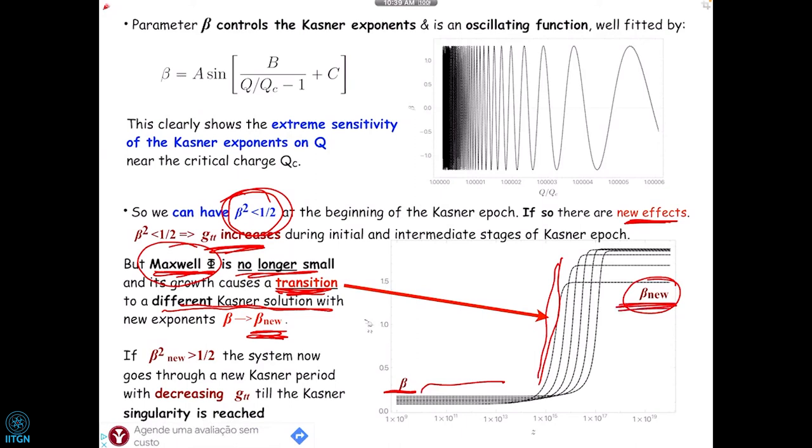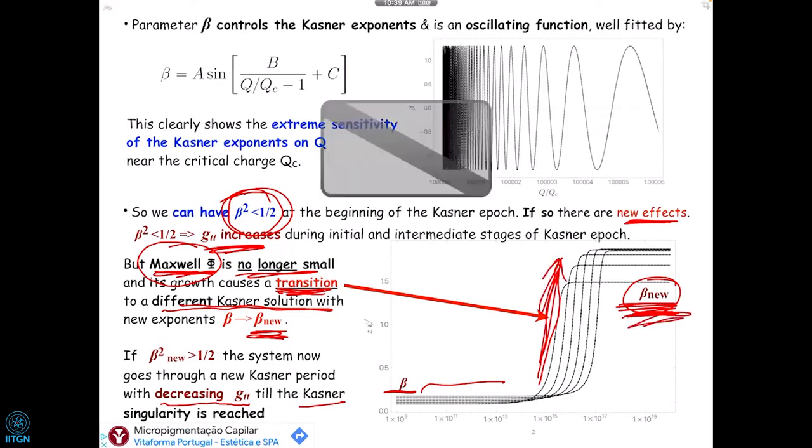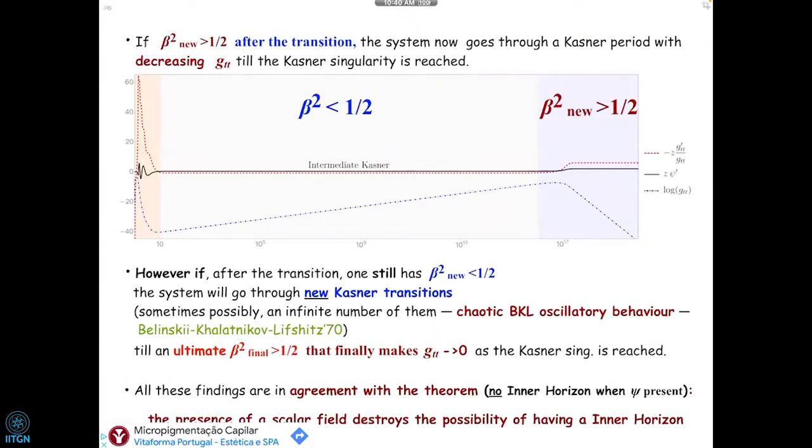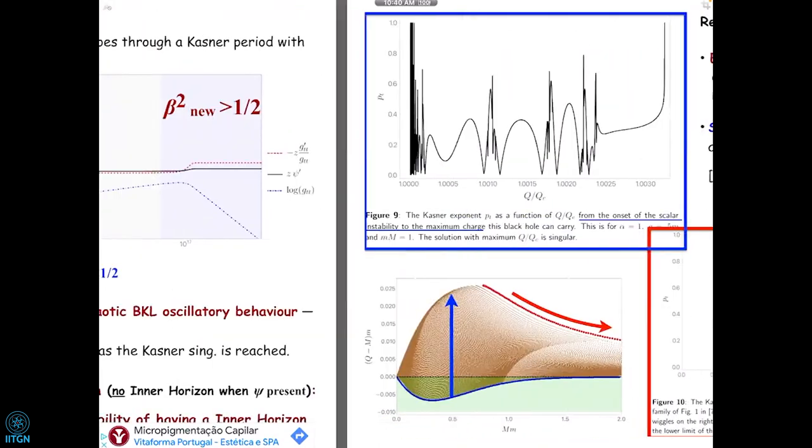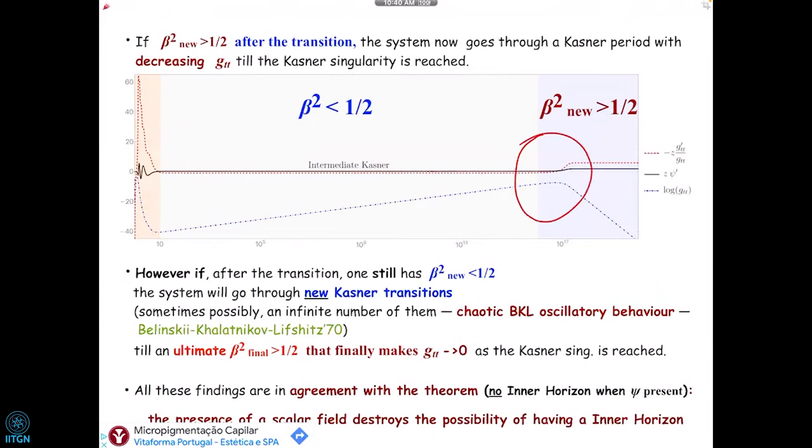And now that beta new is greater than one half, GTT will be decreasing to zero till the Kasner singularity is reached. But sometimes this transition still gives a beta new that is not bigger than one half. So this transition is the one that I described previously. This is a case where I have beta new after the transition.